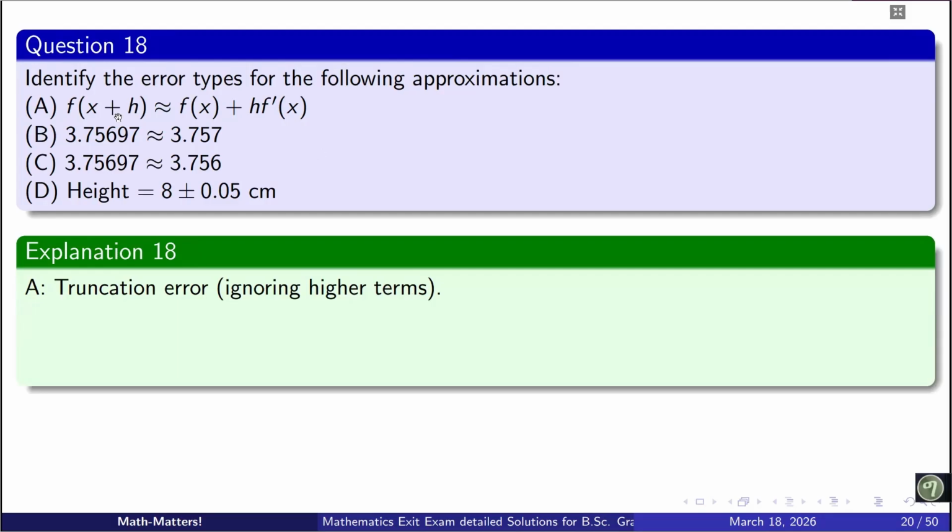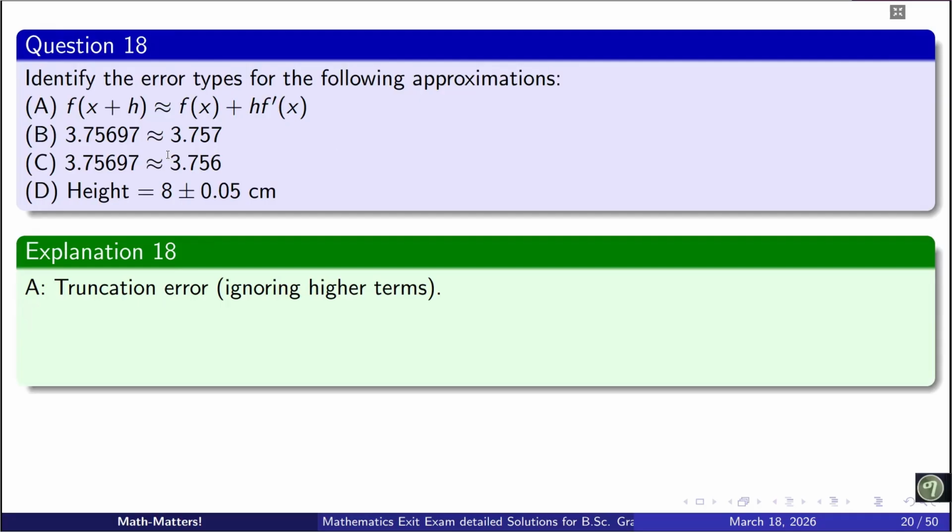That means f of x plus h could be approximated as f of x plus h times the derivative of f at x, plus there are terms here: h squared times the second derivative of f at x, plus h cubed times the third derivative of f, like this. Therefore, the terms from h squared times the second derivative of f of x will be ignored here, and the error which is obtained by ignoring some higher order terms is said to be truncation error.